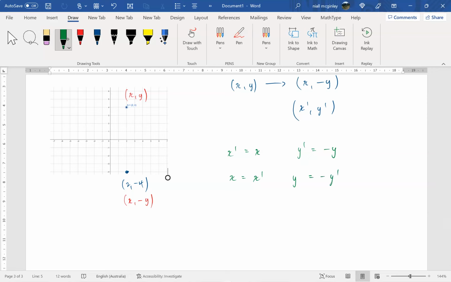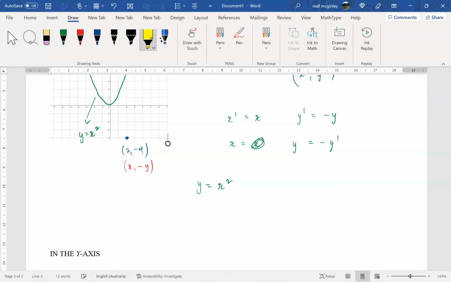So we can think about the function here again, y equals x squared, and use this mapping notation to work out what effect it will have on the function. So when we've got this function here, y equals x squared, what we're going to do is replace the x with x', so that's just going to be x squared. But what we do is we replace the y with negative y. So therefore, if we rearrange this to make y the subject, it's going to be negative x squared. So you'll see that the minus, that's what the function is going to be.